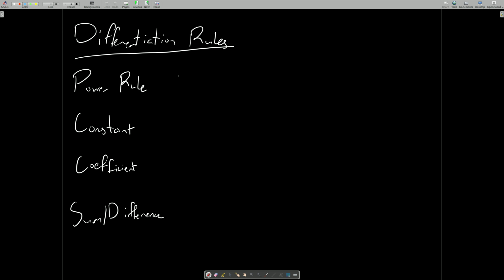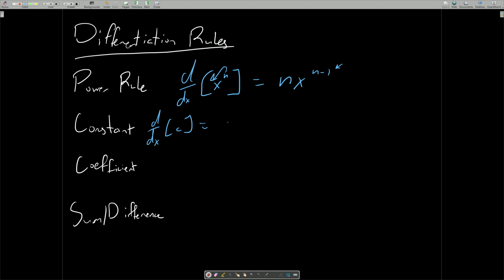Differentiation rules. Power rule. The derivative of x to the n is equal to n x to the n minus 1. So you take this n, multiply it, and decrease it by 1. Take the exponent, multiply it, decrease it by 1. The derivative of any constant, like the derivative of 100, the derivative of 1,000, the derivative of 1, the derivative of a constant is always 0.